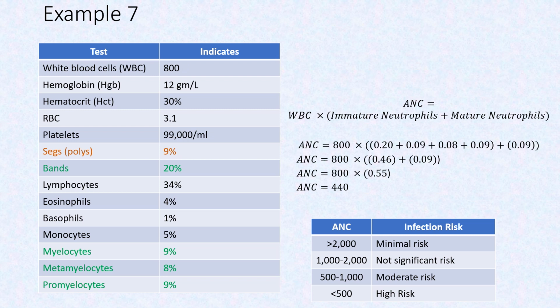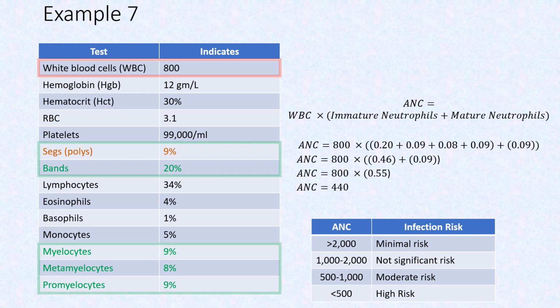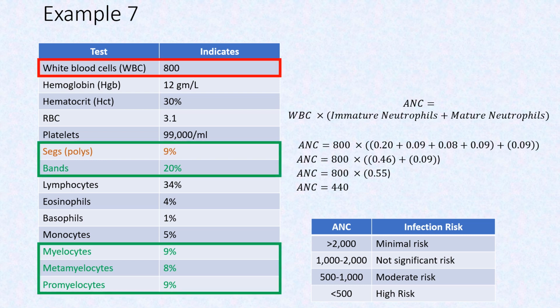In example 7, the white blood cells are 800. The mature neutrophils or segs are 9%. The immature neutrophils are the bands, myelocytes, metamyelocytes, and promyelocytes at values of 20, 9, 8, and 9% for a total of 46%. When added to the mature neutrophils, this equals a total neutrophils of 55%, or 0.55. When entered into the formula, 800 multiplied by 0.55 equals 440. This is less than 500, indicating high risk for infection.